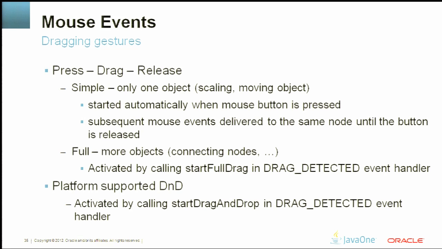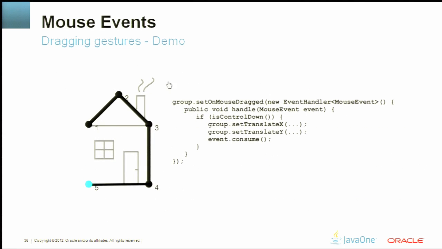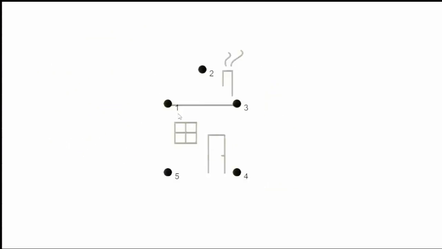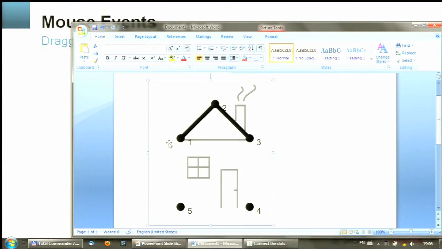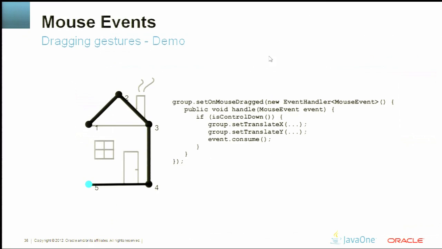And then there is platform-supported drag and drop, and this is again activated by calling startDragAndDrop. I have another example here to show this. I created this simple connect-the-dots demo where, when I press Ctrl, I can move the image around, and then I can connect the dots like this. I can also move the picture to some other program, like here I have Word, so here it is.